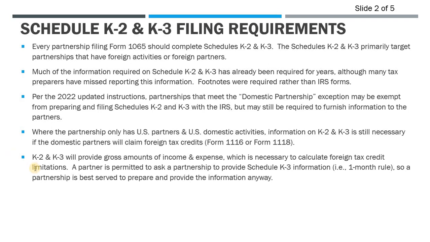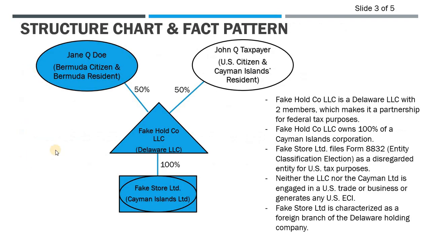Okay, so let's look at the next slide here, which is going to cover the fact pattern itself. So here's the fact pattern we're working with from a structure chart perspective. What we have here is Jane Doe. She is a Bermuda citizen and Bermuda resident, so she lives in Bermuda. And then we have John Q. Taxpayer, who's a U.S. citizen, and he lives in the Cayman Islands. Now, that's important because, remember, John, as a U.S. citizen, is always a tax resident of the U.S. no matter where he lives and works. Okay, so very important to remember that.